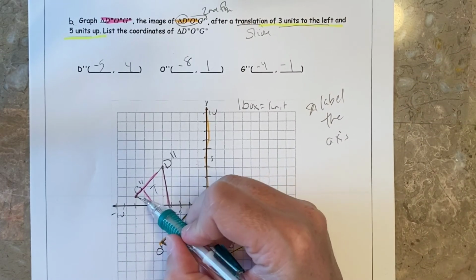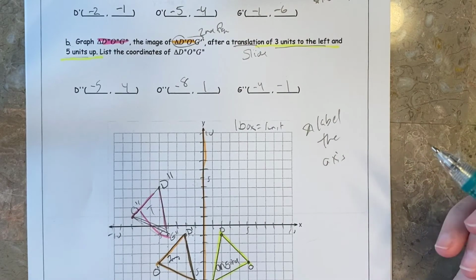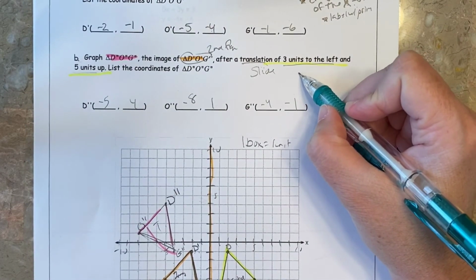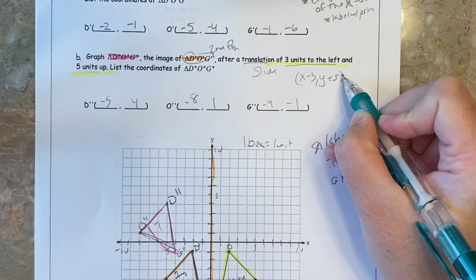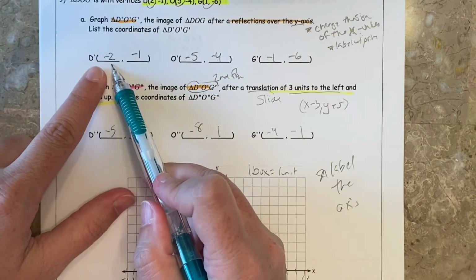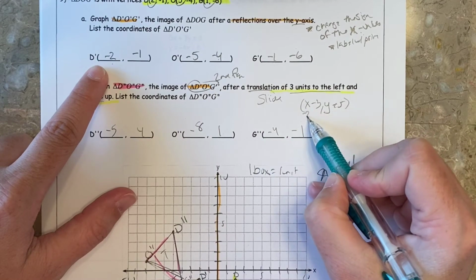All right, so this is also considered an image. You could really essentially do this with the numbers if you wanted to. 3 to the left would mean x minus 3, and 5 up would be y plus 5. So what you basically do is you take these numbers here, and you would do negative 2 minus 3.